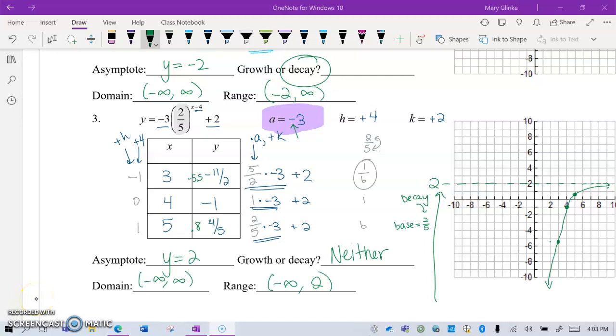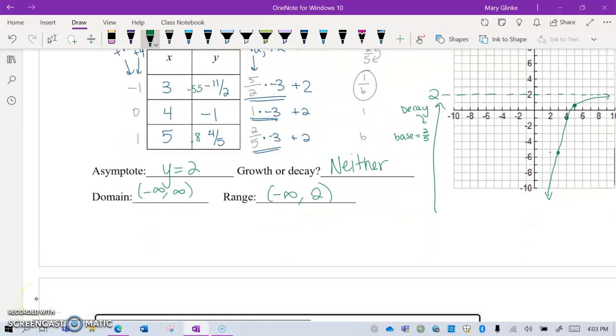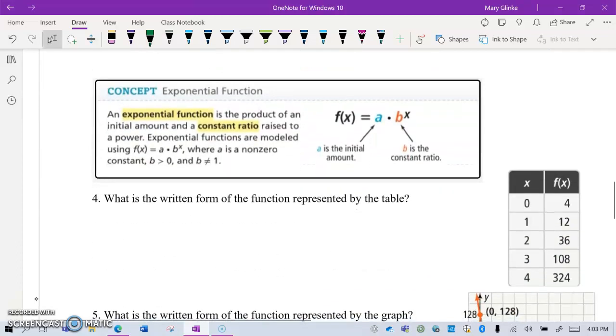Okay, now that we've gotten the hang of graphing exponential functions, we're going to go ahead and write exponential functions. Now, when we write exponential functions, we're going to focus in on just an a and a b value. We're not going to do an h and a k. And this kind of narrows things down a lot.